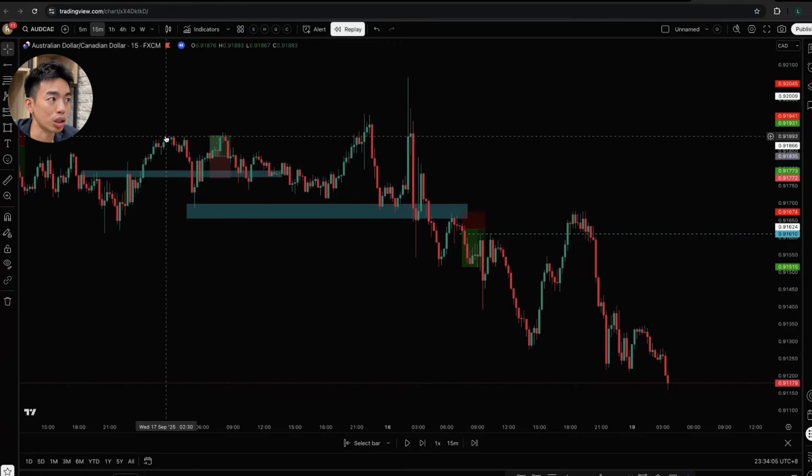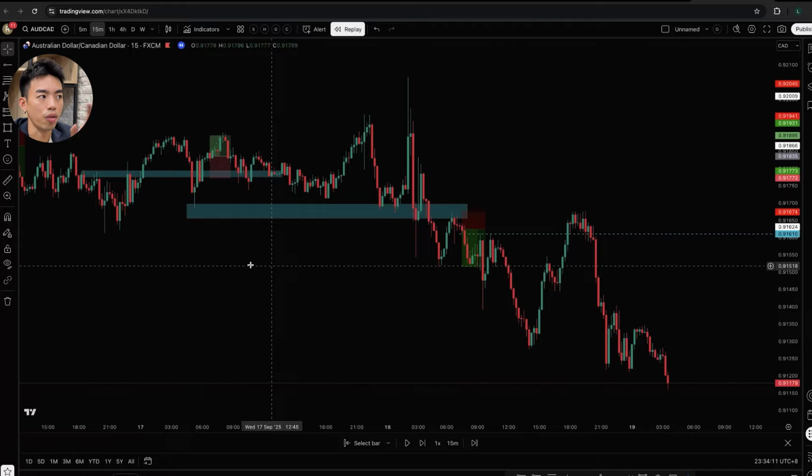As soon as it reaches the high, it just starts to turn around. If you're scalping and you're not taking your profit quickly, right?